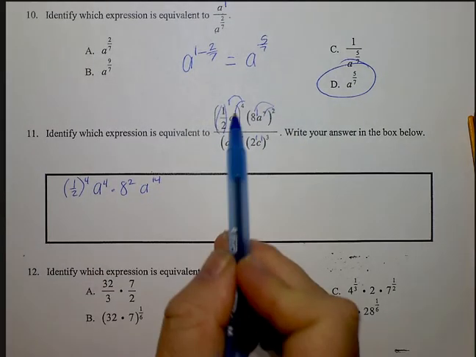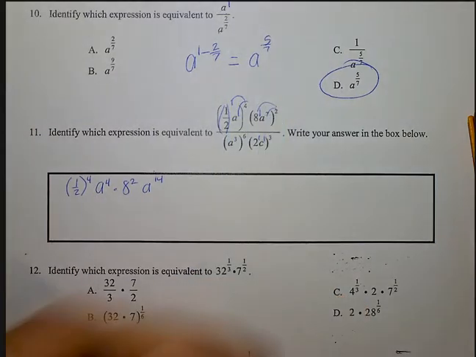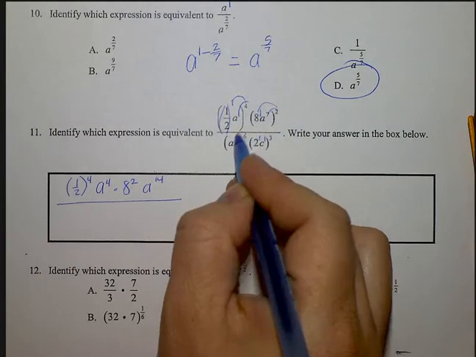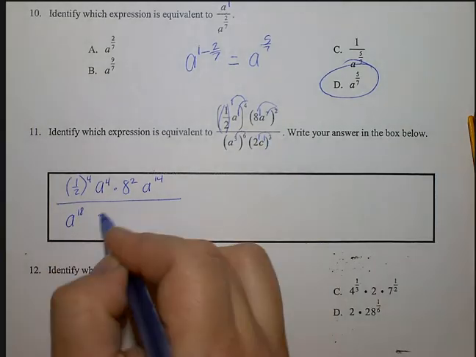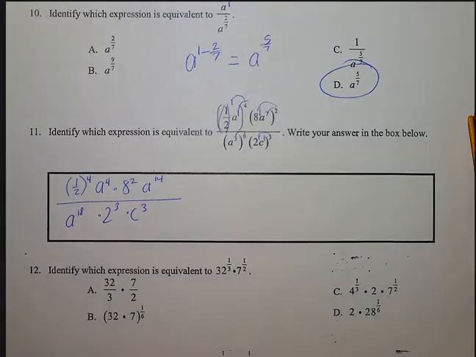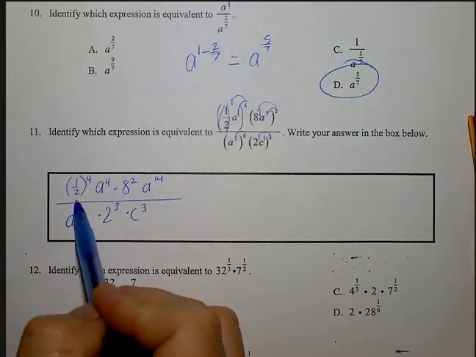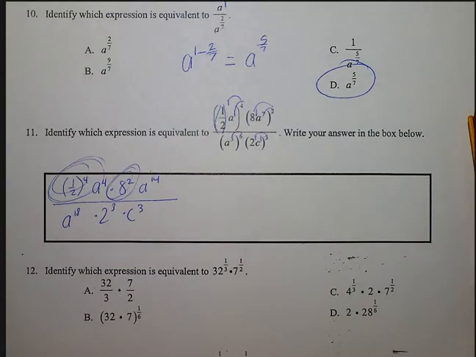I'm multiplying and I'm going to distribute that to everything inside. I'm going to do that at the bottom as well. This is A to the 18th, 2 to the 3rd, and C to the 3rd. Please take 1/2 in parentheses and raise it to the 4th power, and you end up with 1/16. Take that times 64 right now, because 8 squared is 64. And what do you get for an answer?